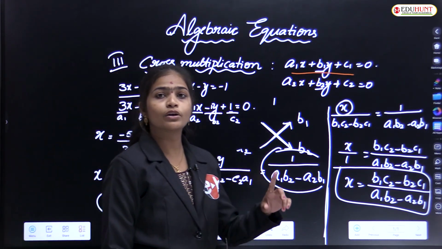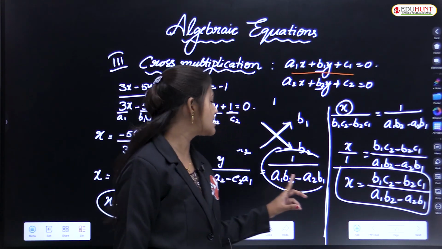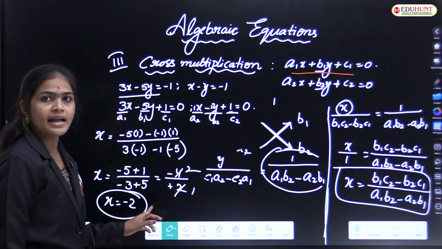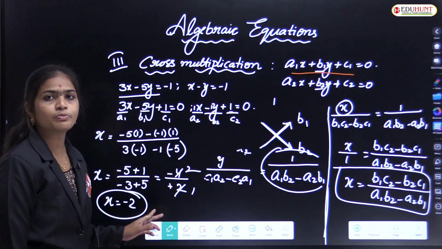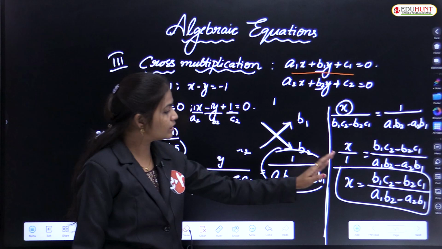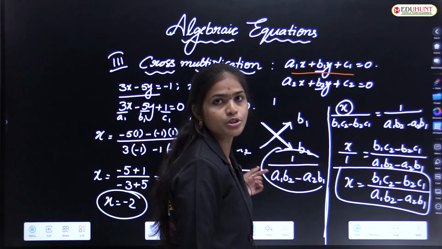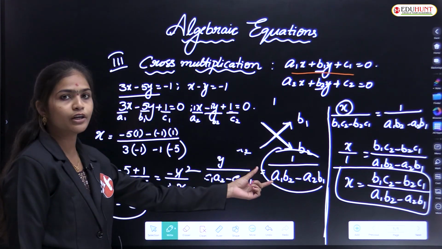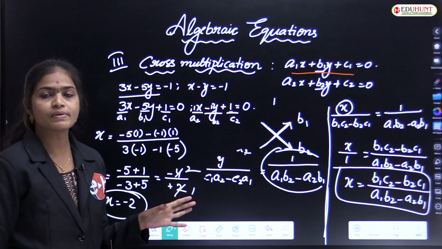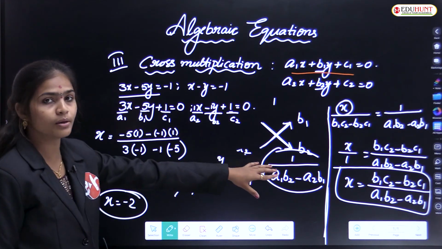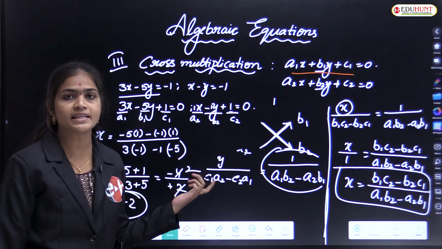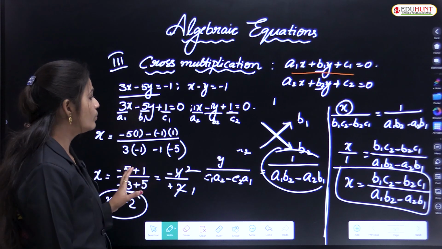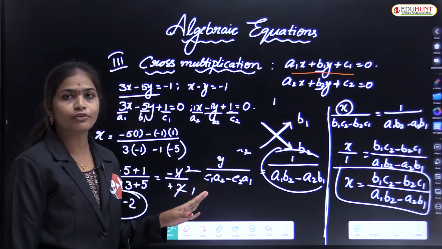So what value did we get in the previous two methods? The same value we got here. Yes or no? x is equal to minus 2. Satisfying or not? So if you know this formula, then you can easily substitute the values of a1, a2, b1, b2, c1, c2. If you know this formula, then directly you can find the value of x and y. Okay, so now I will tell you the y formula.